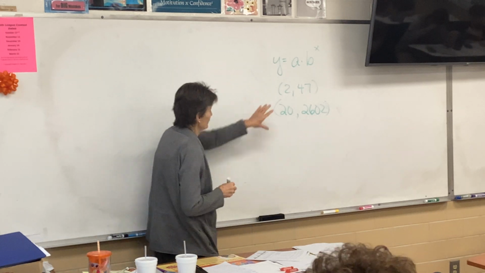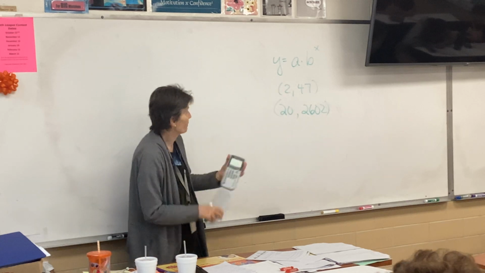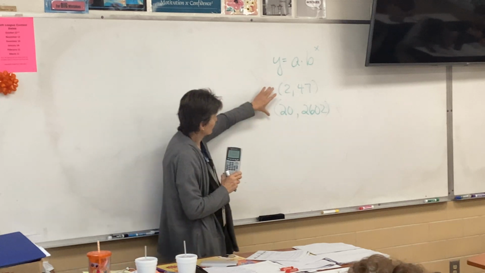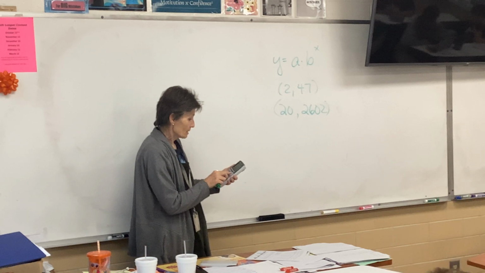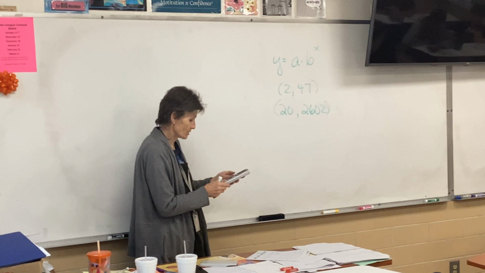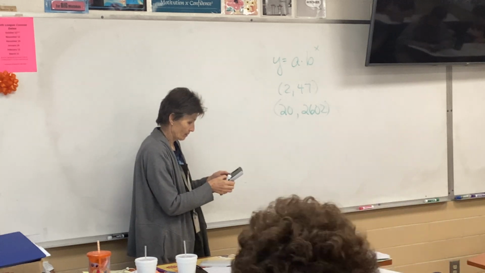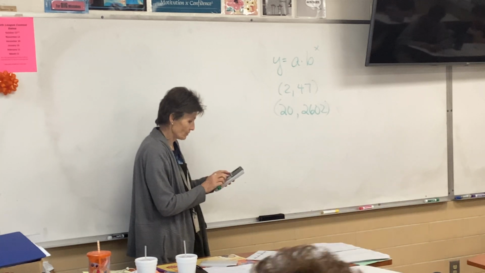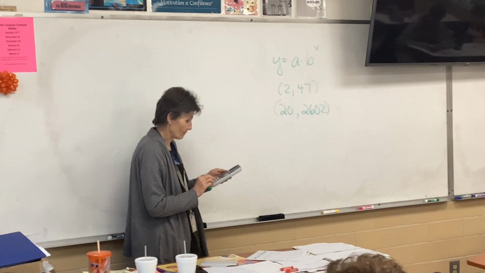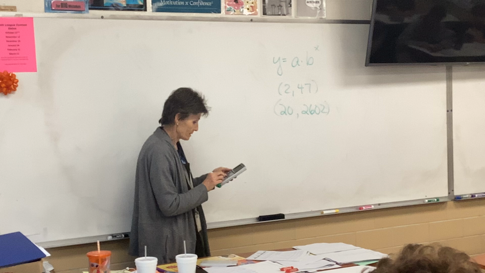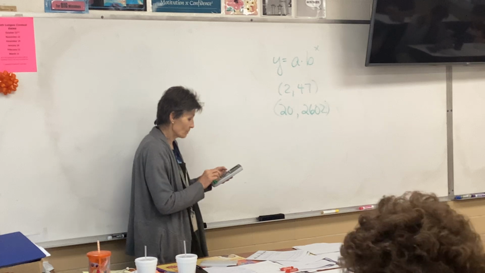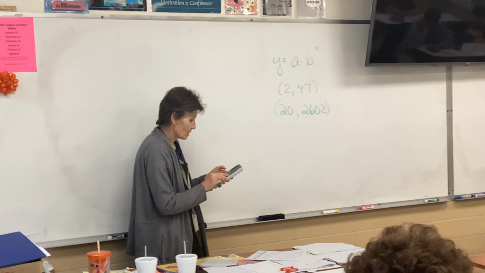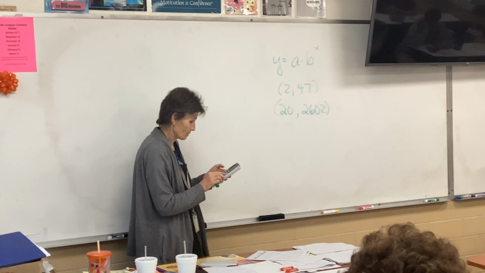Let's let our calculator do it first, and then we're going to do it by hand. So let's let our calculator do the regression. We're going to go to stat edit. We only have 2 points to put in, so this will be easy. Okay, so 2 and 20, and 47. We'll do an exponential regression.